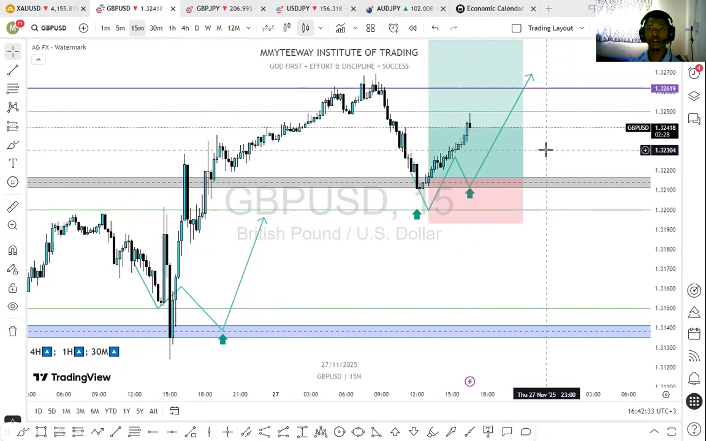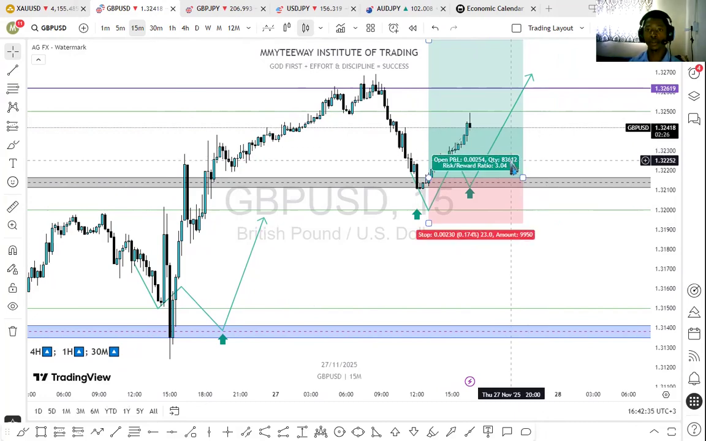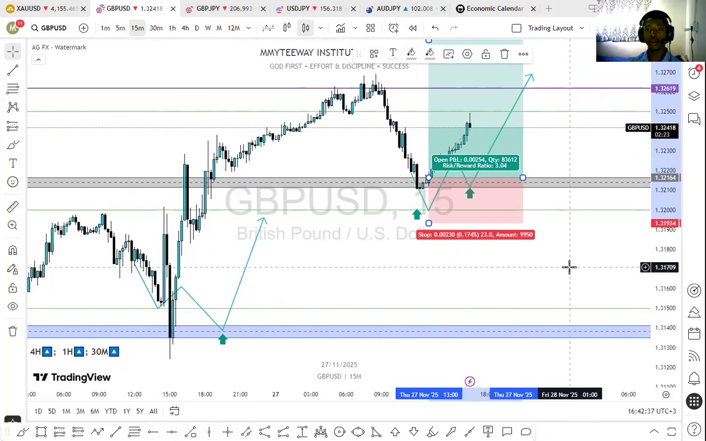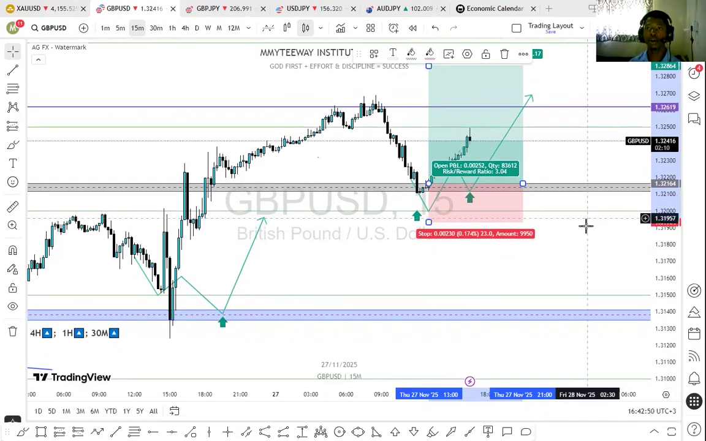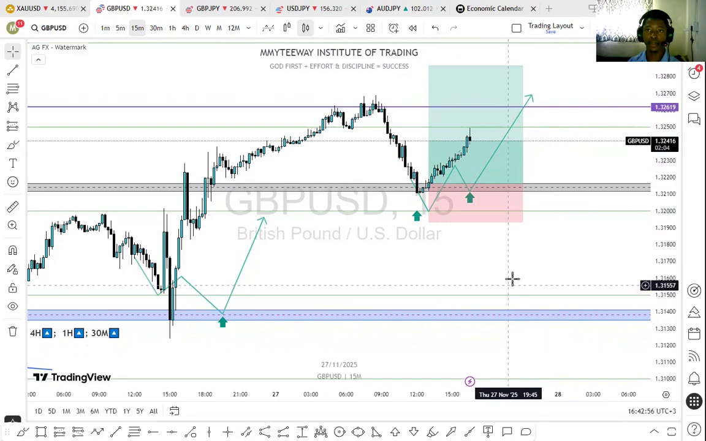If it pulls back to this level, we are just going to buy. So we are now taking our first signal, which is a buy limit order. The entry price is 1.3216. The stop loss being 1.319, and the take profit being 1.3286, right? This is our first signal of the day, right?